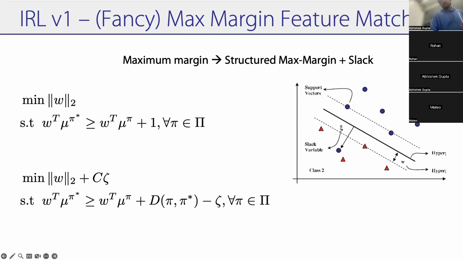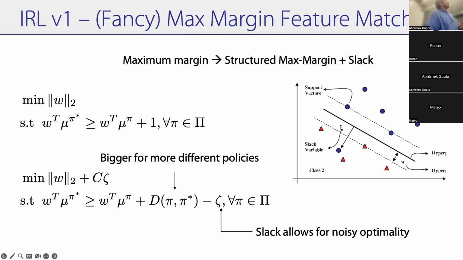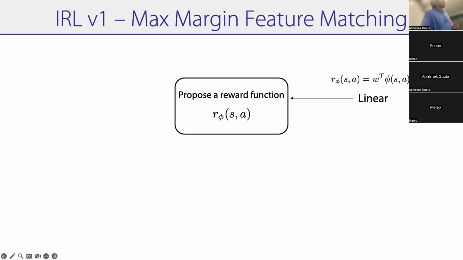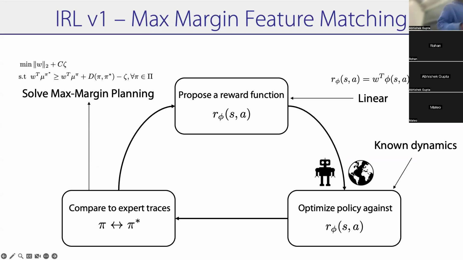But the important thing to take away here is less of these details and more how we instantiate this recipe, right? So we propose a reward function that is linear. We said we're going to know the dynamics, right? And then we said that we're going to compare this to expert traces by solving that optimization problem. And that optimization problem says that you're trying to find the W star which ranks the expert feature traces better than everything else with as high a margin as possible.